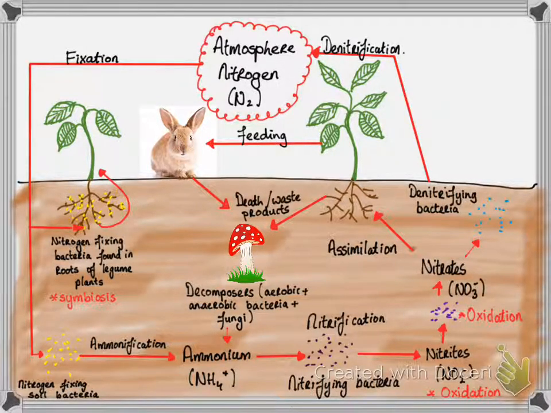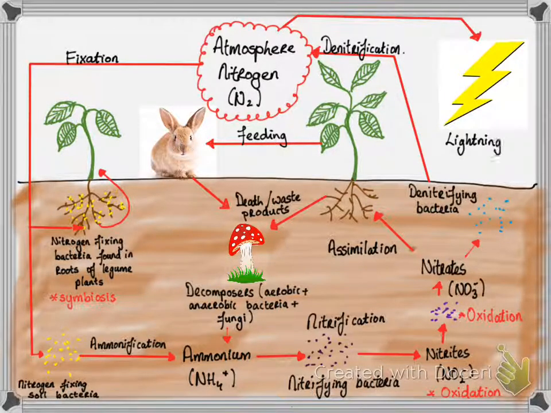There is an alternative way that atmospheric nitrogen can be converted into nitrates in a quicker way, and that would be by lightning. Lightning has the ability to bond oxygen, so oxidation, with the nitrogen in the air and convert it into nitrates.